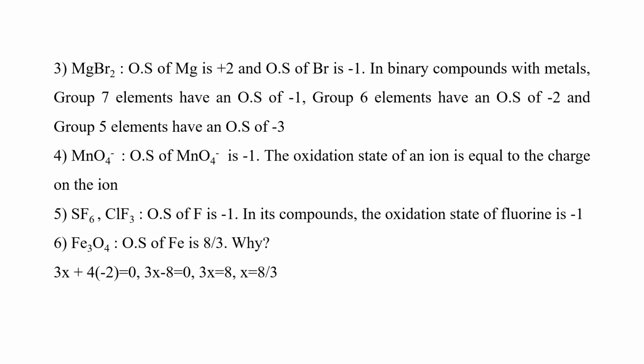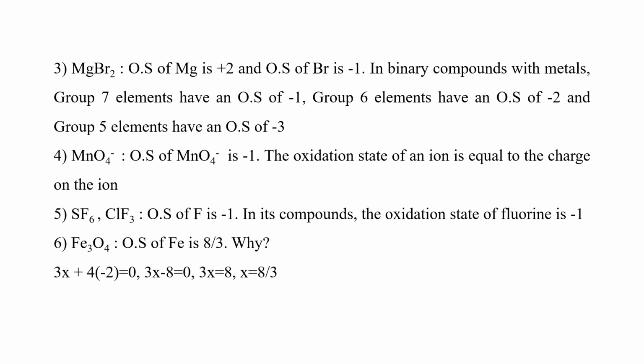Example number 6, we have magnetite. And we are saying that the oxidation state of iron is +8/3. Why? How did we get that 8/3? We don't know the charge of iron in this case. So we are going to let X be the charge of the iron, right? And we have 3 iron atoms, right? So that's going to be 3 times X plus 4 oxide ions times the oxidation state of the oxide ion, right? Remember that the oxidation state of an oxide ion is -2.